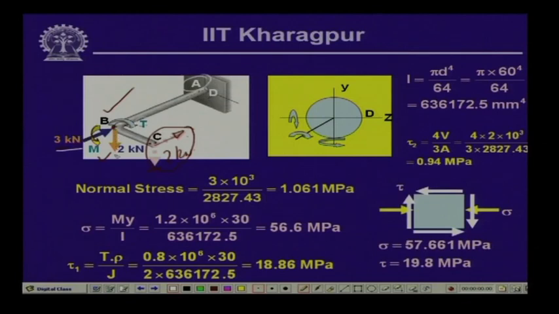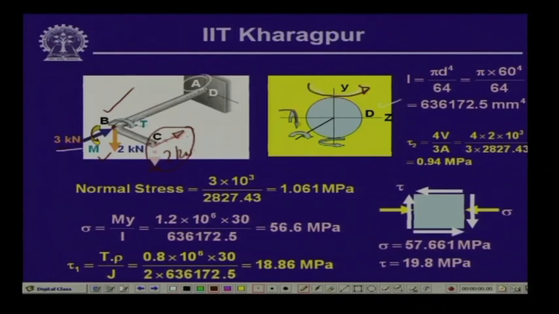Now, the vertical load which is acting at the tip at point B, of magnitude 2 kilonewton, is also going to produce a bending moment at A. If we look into the cross section, you will find that load P will cause a bending moment about the z axis. Already we have a moment M which is acting about the y axis.